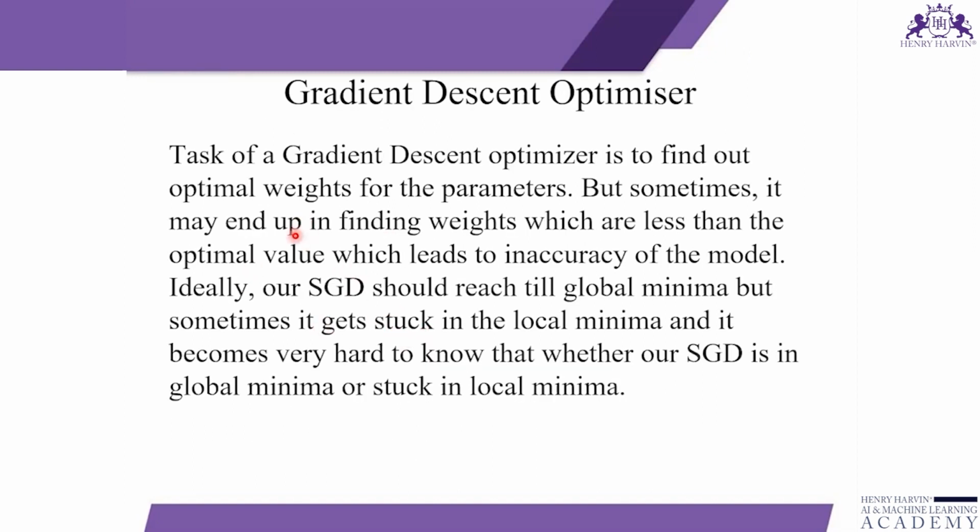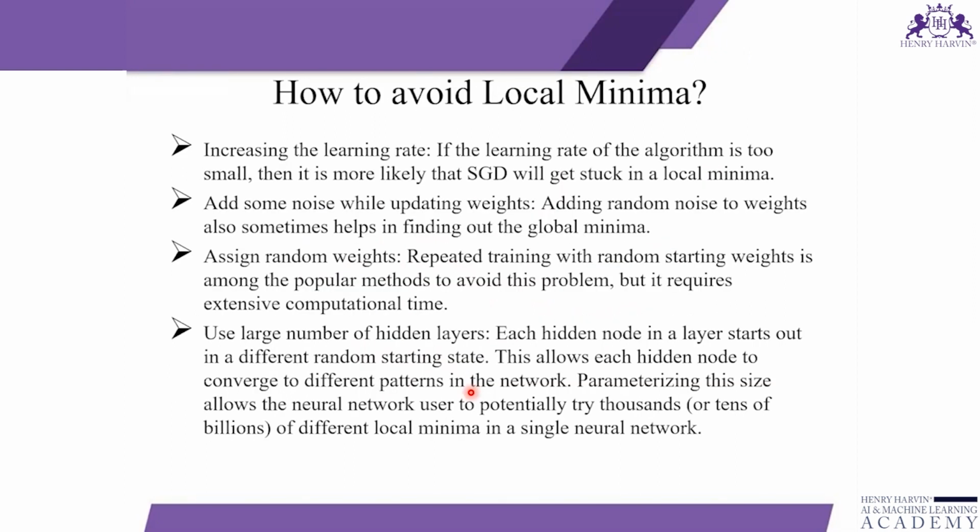So, the task of a gradient descent optimizer is to find the optimal weights for the parameters, but sometimes it may end up finding weights which are less than the optimal value, which leads to inaccuracy of the model. Ideally, our SGD should reach the global minima, but sometimes it gets stuck in a local minima, and it becomes very hard to know whether our SGD is in the global minima or stuck in a local minima. So how can we avoid this local minima? Increasing the learning rate. If the learning rate of the algorithm is too small, then it is more likely that SGD will get stuck in a local minima.